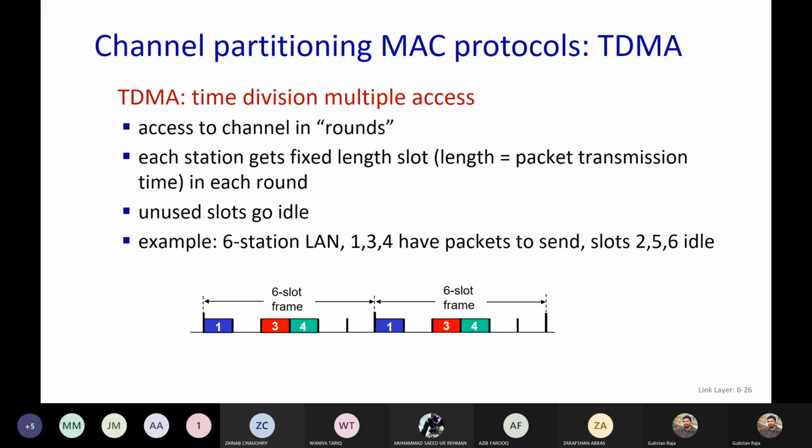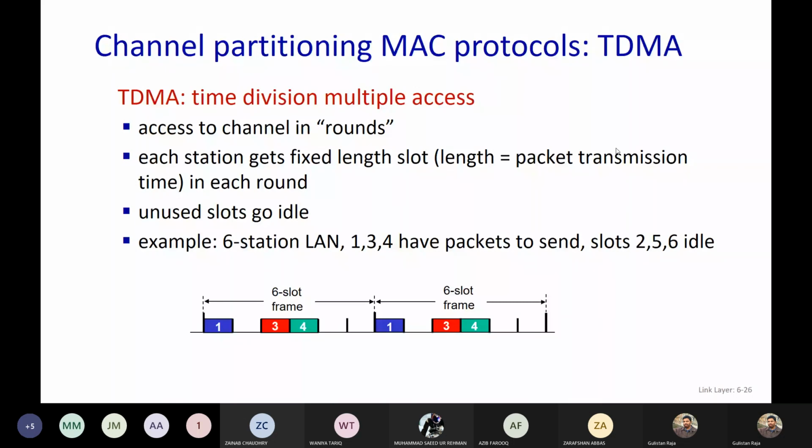So basically, during multiple access, the channel is divided into time slots, and access to the channel is given in rounds. For example, each station or node gets a fixed length slot, that is, the packet transmission time in each round. Each station will get a fixed range of time to transmit a packet.